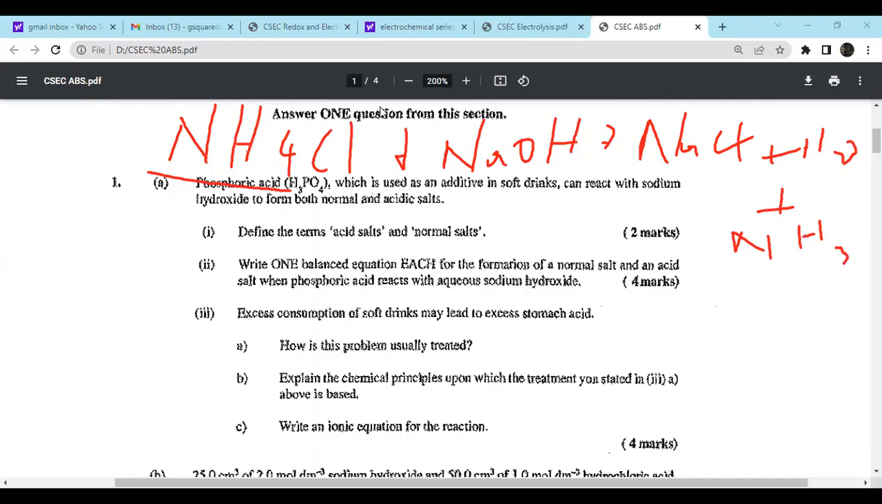This is the one reaction that we say, look, you know that bases react with acids, but do you know that bases, or alkalis rather, react with ammonium salts to give a salt, water, and ammonia? You must know this reaction. It's pretty common.